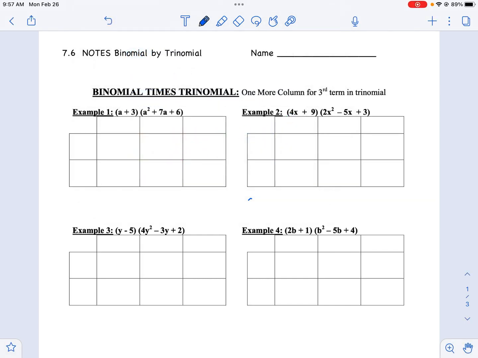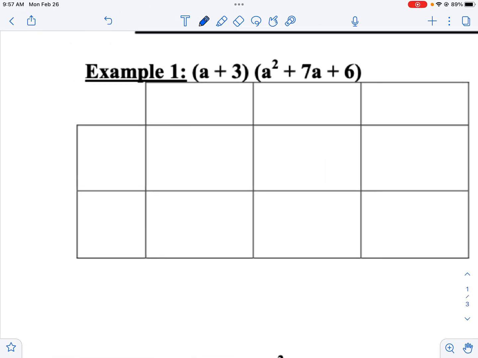Okay, so today we're going to talk about multiplying a binomial times a trinomial. So let's just focus in on the first question. I'm going to take this right here, a plus 3 binomial, and write it over here along the side, a plus 3. And I'm going to do the same thing for the trinomial. I'm going to write it across the top.